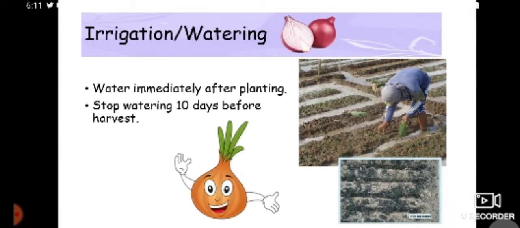Next, the irrigation or watering. Water immediately after planting. In unmulched plots, watering is done every day in the morning to prevent damping off, especially during the early stage of vegetative growth. For mulched plots, water every 5 to 7 days or when temporary wilting occurs. Second, stop watering 10 days before harvest.